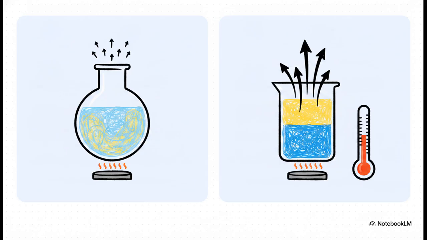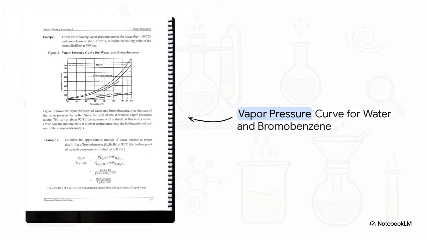Because the vapor pressures are strictly additive here, the mixture will reach atmospheric pressure, and therefore boil, at a temperature strictly lower than the boiling point of either individual component. Seeing this math actually play out is incredible. To put it into perspective, water boils at 100 degrees Celsius, right? And an organic compound like bromobenzene boils way up at 155 degrees Celsius. But because they are totally immiscible, their combined vapor pressures hit the atmospheric threshold of 760 torr at just 95 degrees Celsius. By co-distilling with steam, we can isolate these really stubborn high-boiling organics at a temperature considerably below their actual boiling point, which completely saves delicate compounds from thermal destruction.